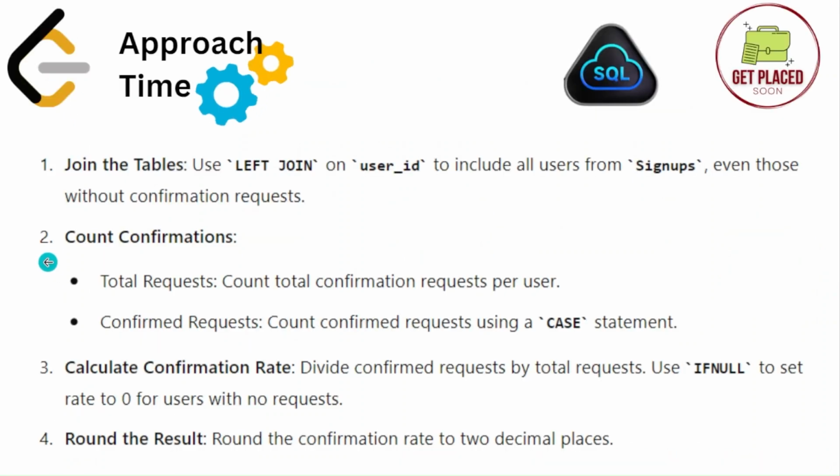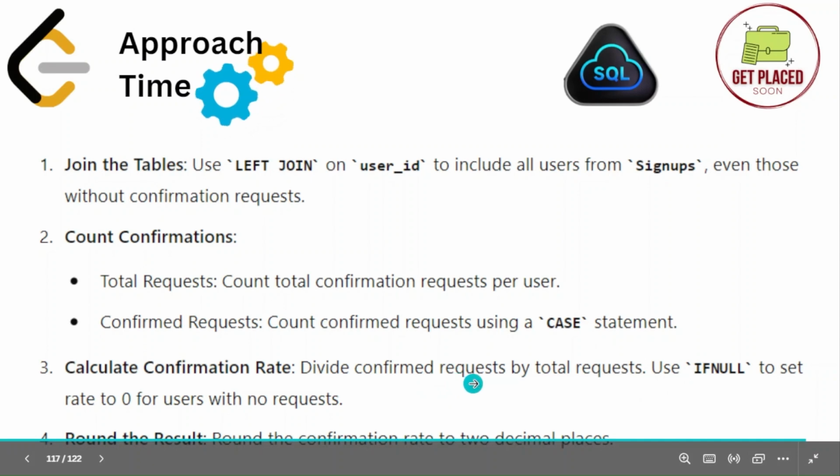Now the second thing that we are going to do is calculating the confirmation rate. To calculate the confirmation rate, what is the formula? Total number of confirmed divided by total number of requests made. So we need to count the total requests, and we also need to count how many of the total requests got confirmed. To do this, we are using a special thing called the case statement. We will explain this concept, so please stay tuned. The next step is to divide the confirmed requests by total requests. This is how we get the confirmation rate.